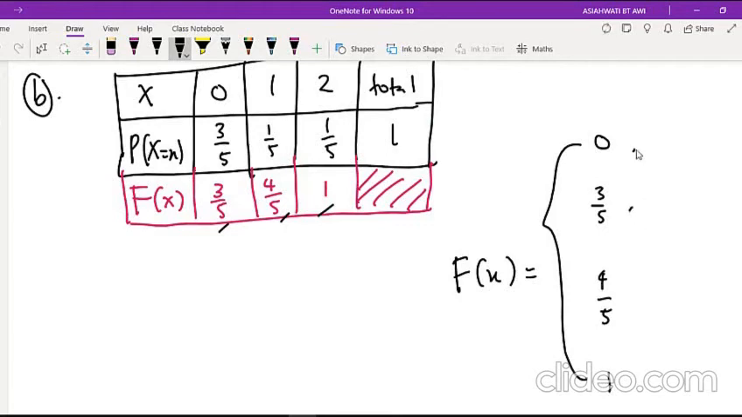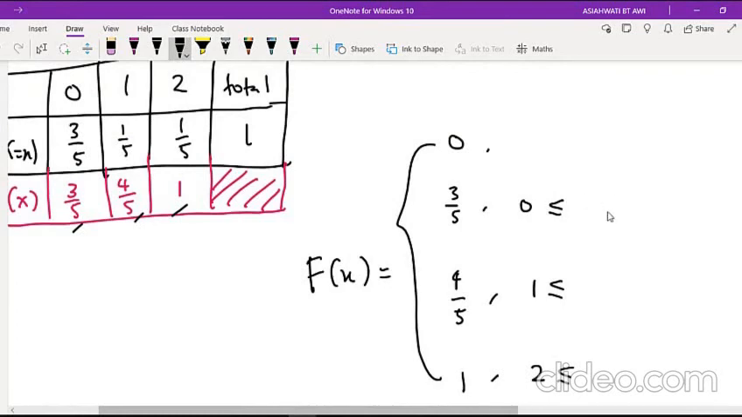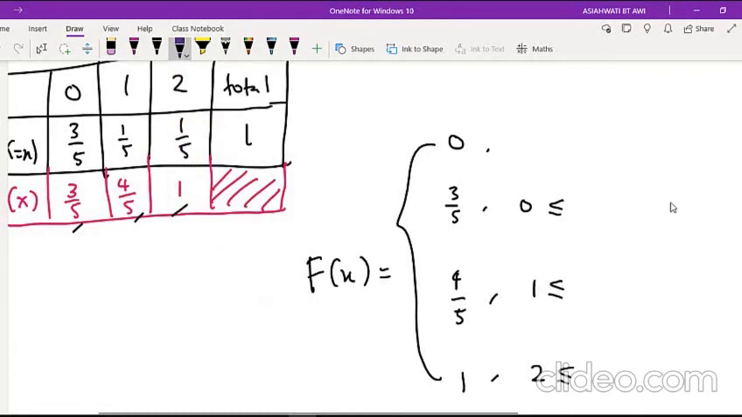So, the intervals. When x is equal to 0, F(x) is equal to 3 over 5. When x is equal to 1, it is 4 over 5. So now this is 1 and this is 2. So this is included. So x lies between 0 included and 1 excluded.